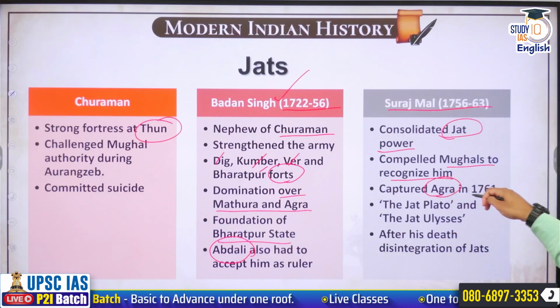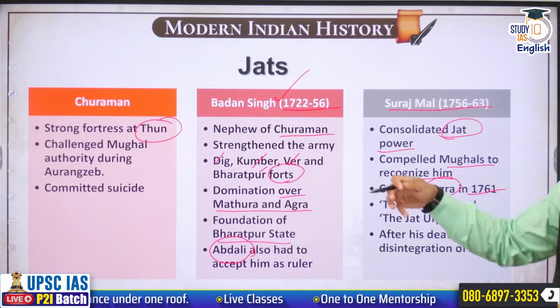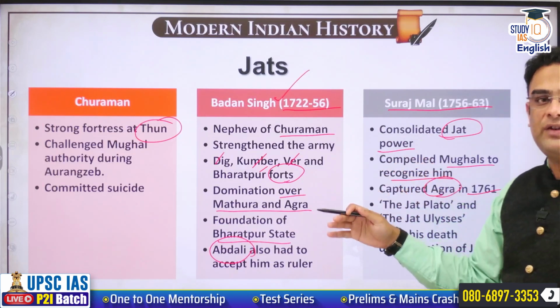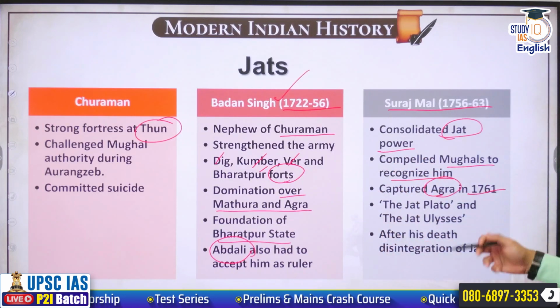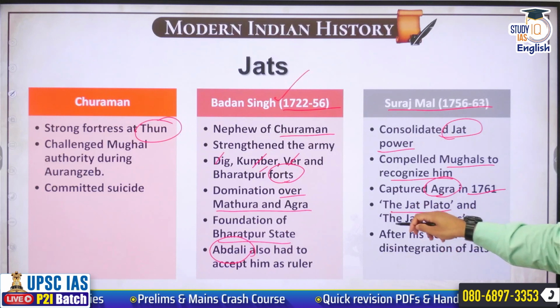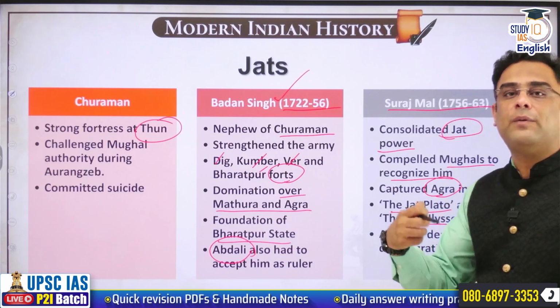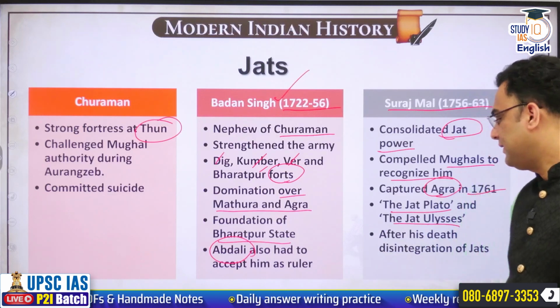He captured Agra in 1761, although the region as such was already under the control of the Jats, but the fort per se was also taken over. He is also referred to as Jat Plato and Jat Ulysses, as a testimony of his political wisdom and sagacity.